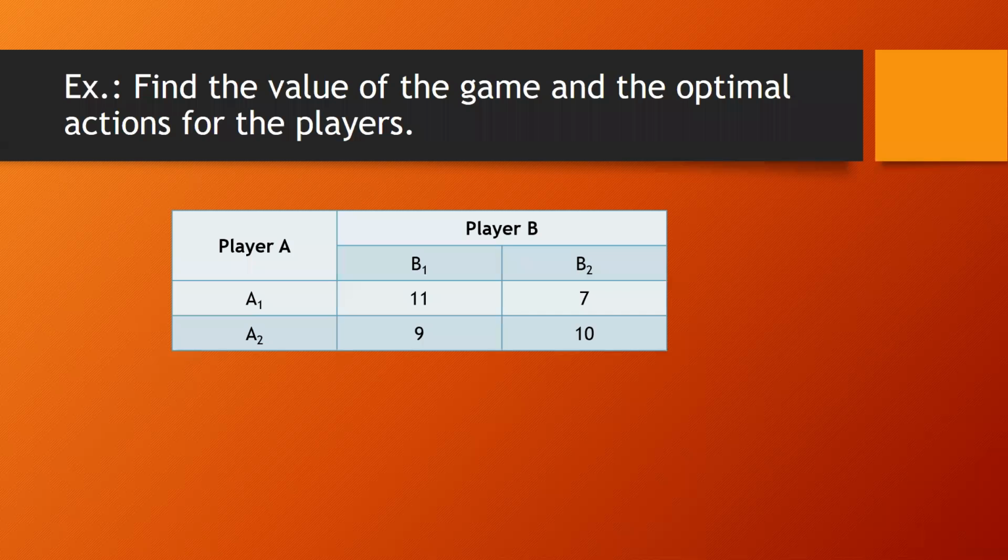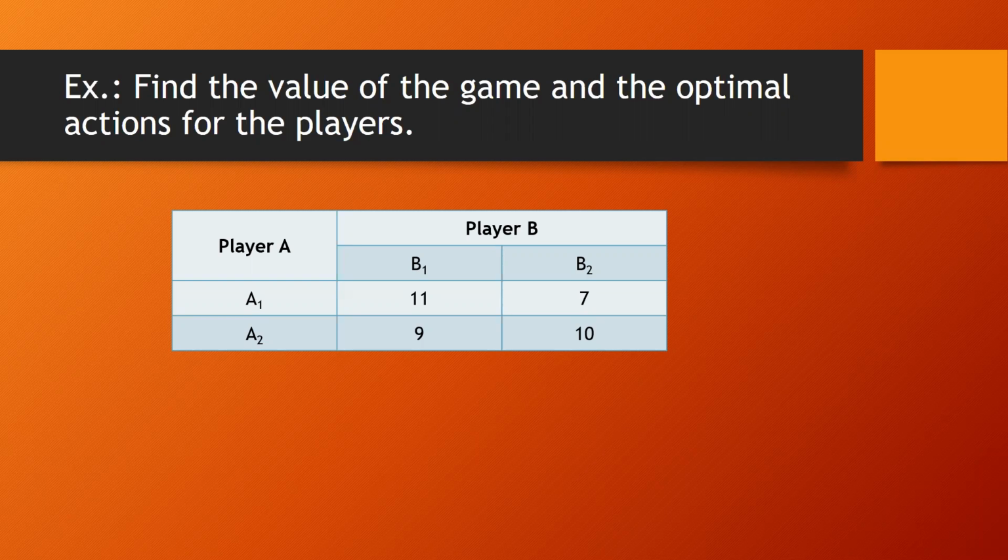Now, if you have to find the saddle point, what is the step? You have to find the maximin. So first of all, find the row minima. In this case, what is the row minima? For the first row, 7, and for the second row, 9. What about the columns? In the columns, we have to find the column maxima. So 11 and 10. Now, these values can be used to find the maximin. In case of the rows, 9 will be the maximum of the minima. And in case of the column maxima, we have to find the minimax.